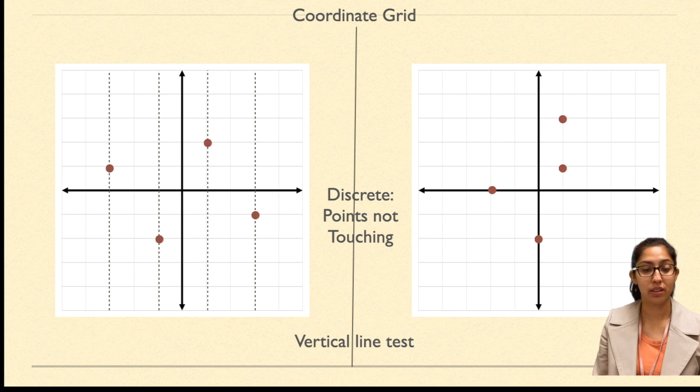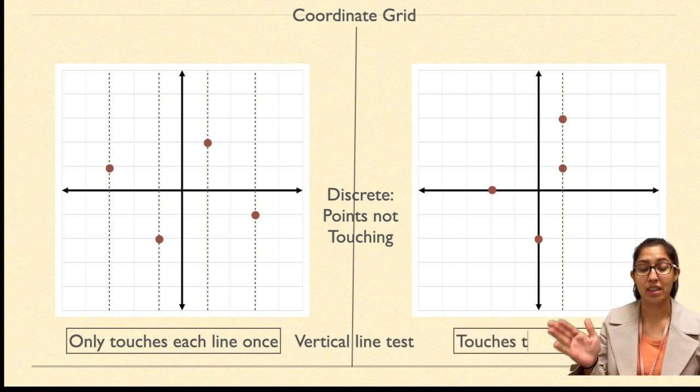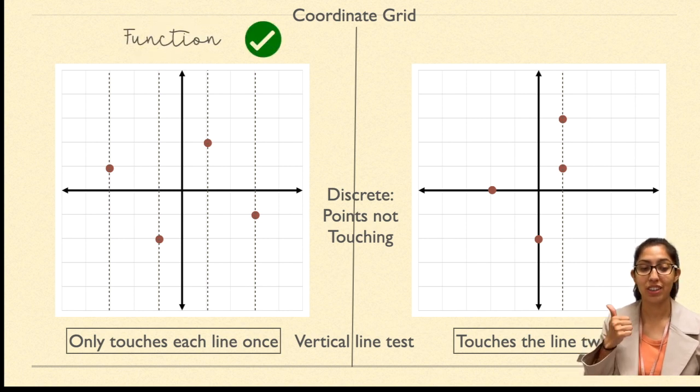So notice on this one, each point touches a line once. On this one, though, you see how we only drew one line, but it already touched 2 points at the same time, so that cannot happen. So on this first one, each one only touched the line once. That's what we want. That tells us that it is a function. The second one, that line touched twice, so that's not a function. So yes, function, no, not a function.